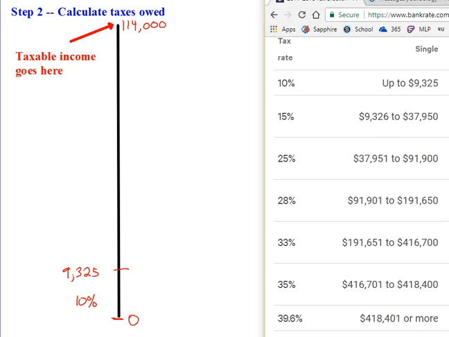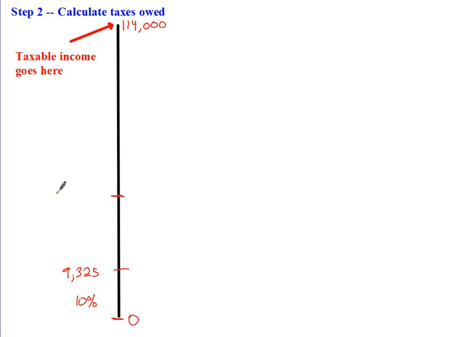Then our next tax bracket is going to be from $9,325 up to $37,950. Let's record that. That's going to get taxed at 15%. So that's up to $37,950. We'll put that about here, and that gets taxed at 15%.